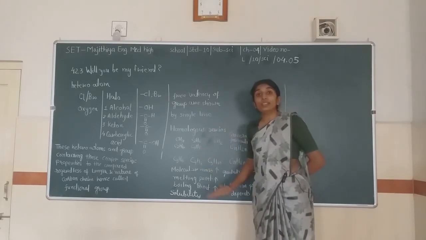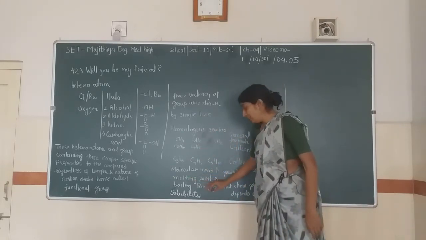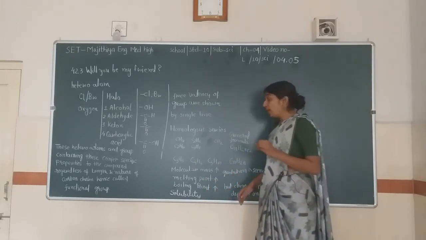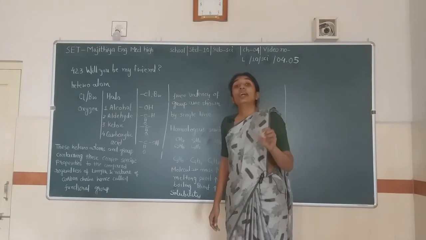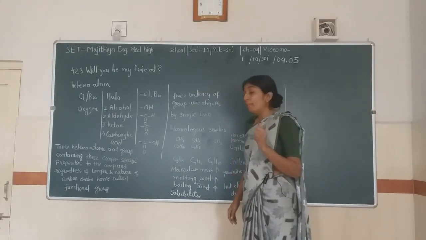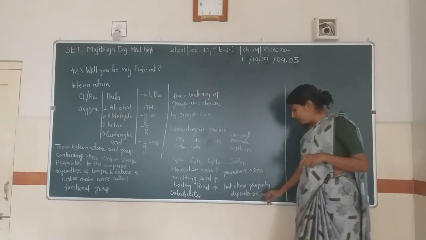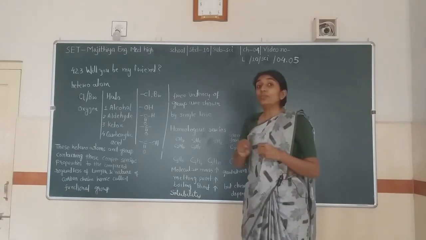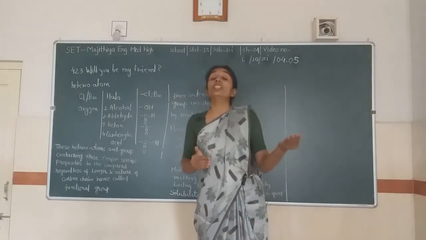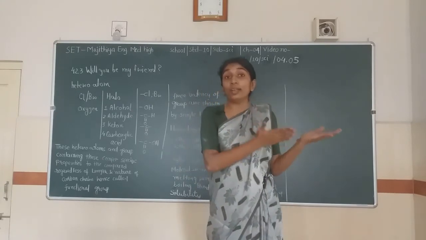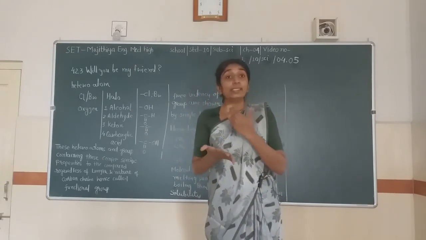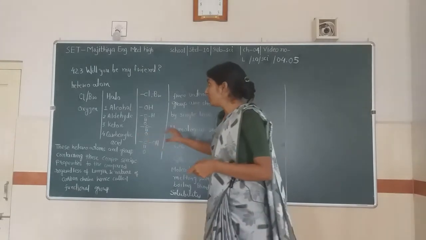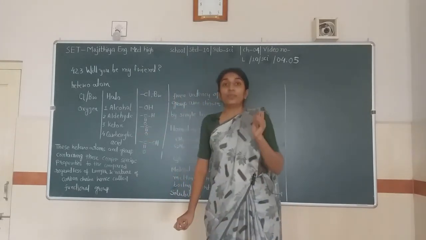In what parameters is gradation seen? In melting point, boiling point, solubility. These all properties will show gradation. But the chemical properties depend only on the functional group. So the chemical properties, how they react with other elements or compounds, are generally decided by the functional group present in the compound.